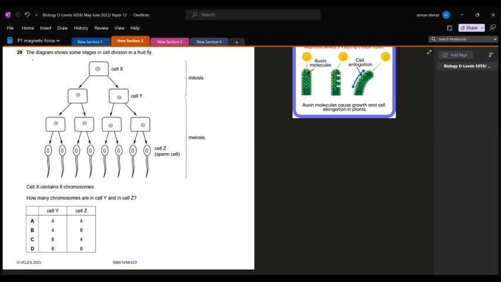Question number 29. The diagram shows some stages in cell division in a fruit fly. This bracket indicates mitosis until cell Y, and then meiosis starts from Y to Z. Cell X contains 8 chromosomes. How many chromosomes are in cell Y and cell Z? This is very easy. You know that in mitosis the chromosome number doesn't change. So if cell X has 8, cell Y would have 8 too. So either C or D. But in meiosis, the daughter cells have half the number of chromosomes than the parent. So that means 4 is the right option, C.